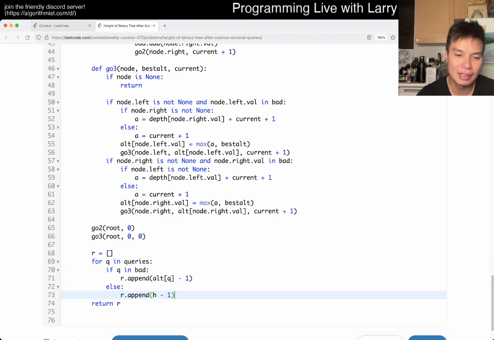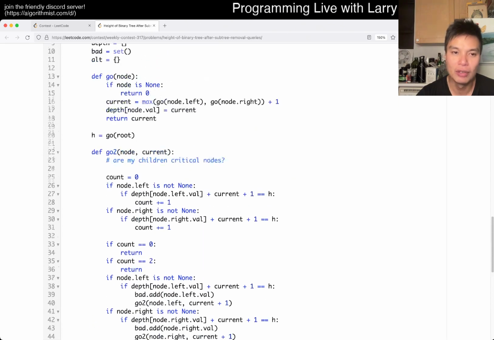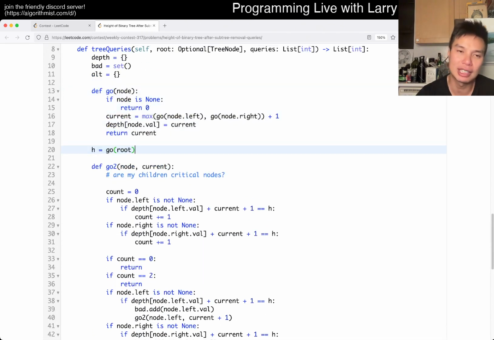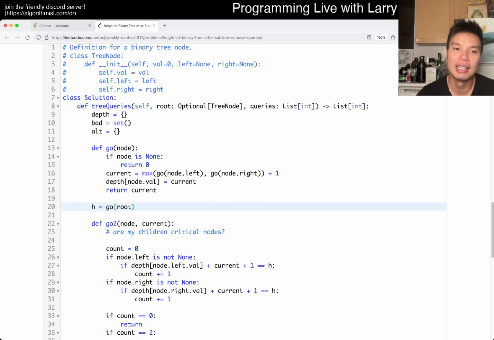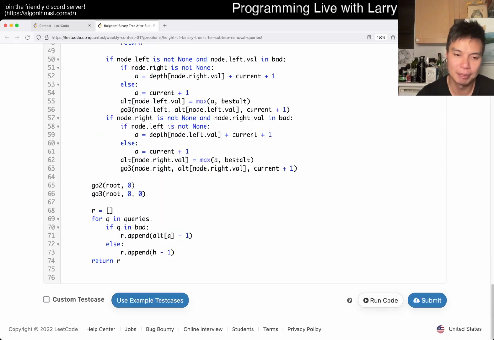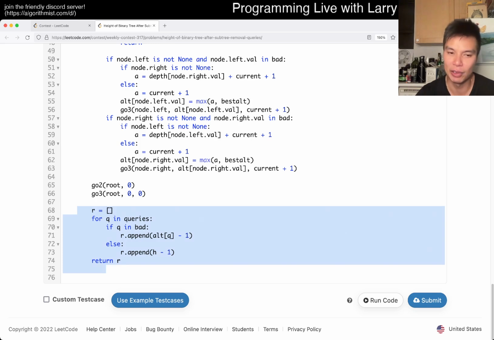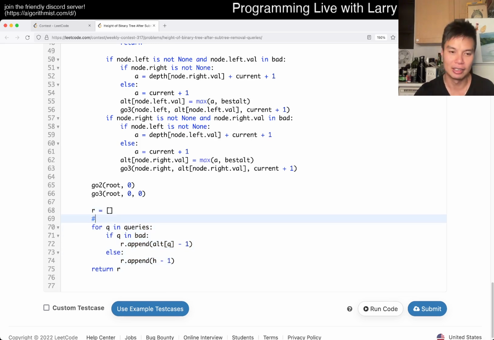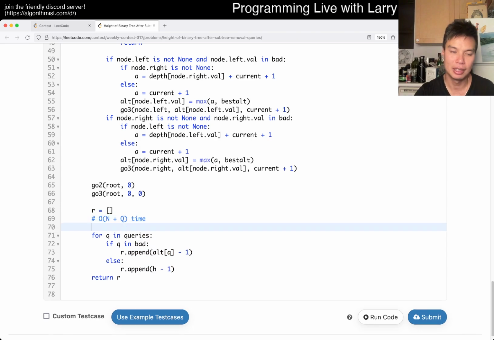Yeah, and that's pretty much it. So we do 3 depth first searches at most, so this is going to be linear time. We store a bunch of stuff, so it's going to be linear space. And of course, plus O of Q time and O of Q space. So O of N plus Q time, O of N plus Q space. That's all I have for this one.